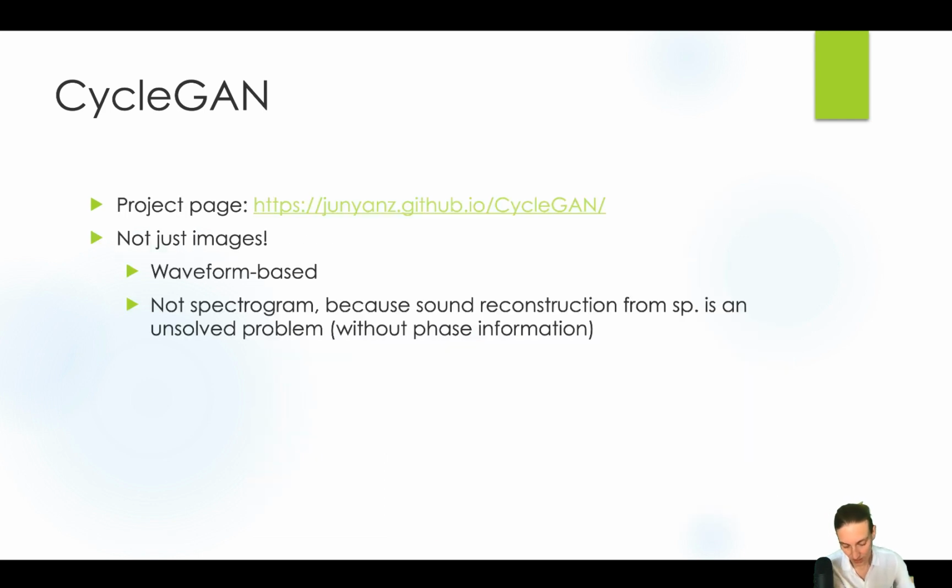Right, so if you're interested in some other examples of CycleGAN, this really is not just images. We can also do this with waveforms, so sound networks. Note that we typically do not use spectrograms for generative models. We can, but it has some issues because phase information gets lost, and reconstructing an audio signal from, let's say, a mel spectrogram is an unsolved problem.